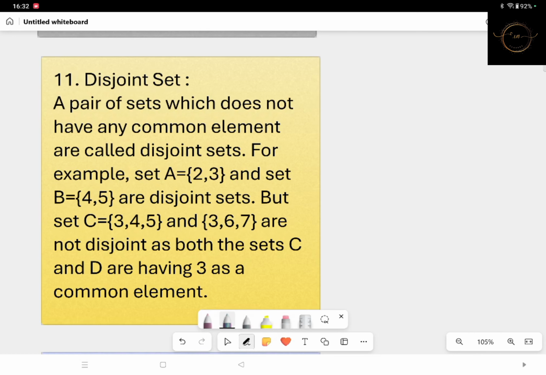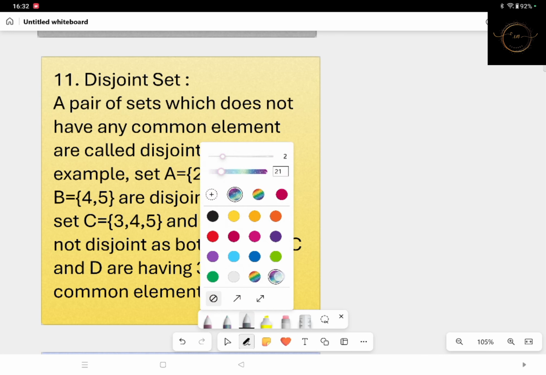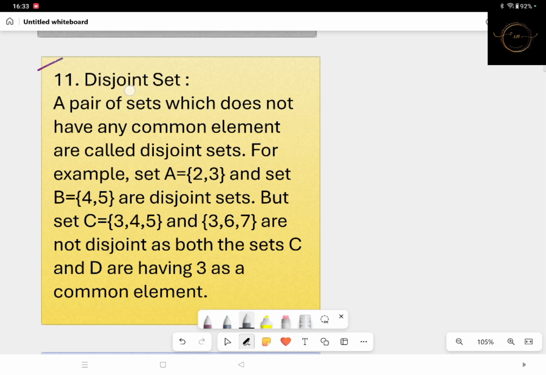Next, I am coming to the next type of set, and that is called a disjoint set. From the name itself you can understand disjoint means there will be no joint between the sets. That means there will be no common element between the pair of sets. Such types of sets will be called disjoint sets. For example, set A = {2, 3} and set B = {4, 5}. They are called disjoint sets. Why? Because between {2, 3} and {4, 5}, is there any element common? No connection. So they are called disjoint sets.